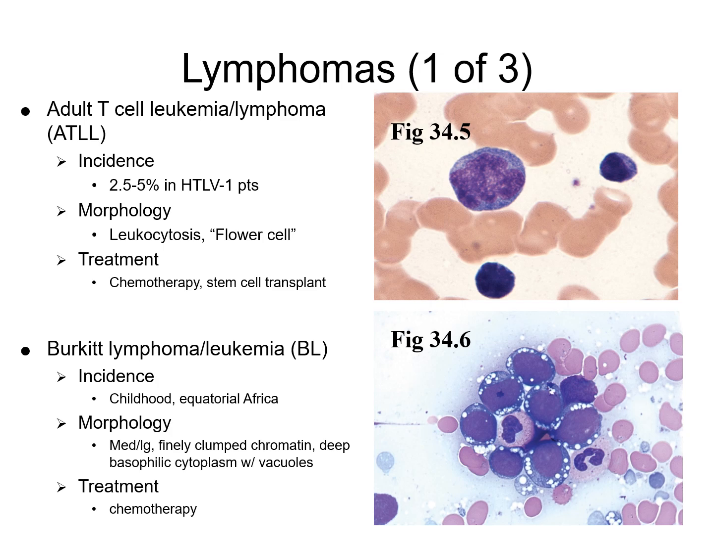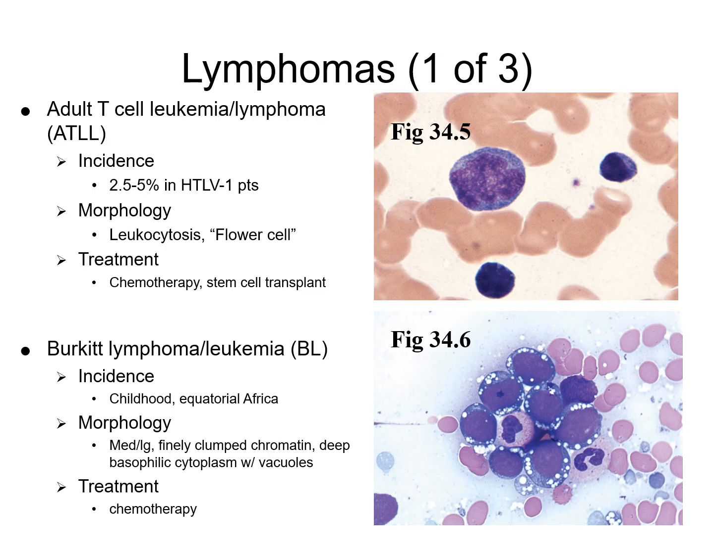For lymphomas, we have adult T-cell leukemia or lymphoma. Incidence, it occurs in about 2.5 to 5% of individuals that are infected with human T-cell leukemia virus type 1. This infection is endemic in certain regions such as southwestern Japan, the Caribbean, and parts of Africa and South America.